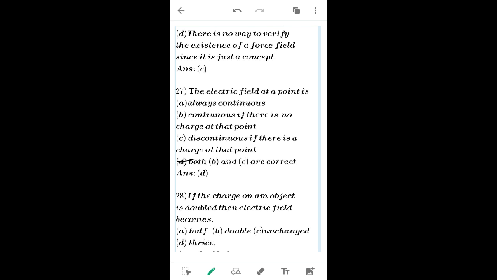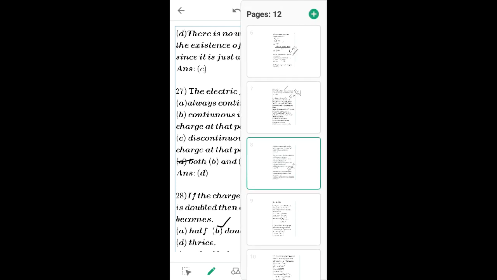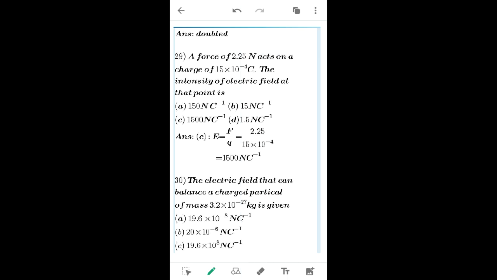Okay, let us go to the 28th. If the charge of an object is doubled, then the electric field becomes: half, double, unchanged, thrice. So E is directly proportional to Q. If the electric field is doubled, the charge also will be doubled, or if the charge is doubled, the electric field is also doubled. So the answer is option B. Yes, it is doubled. We will lock this.